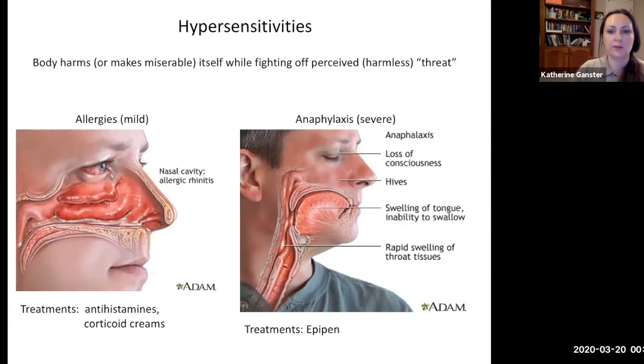Epinephrine is going to help open up the airways if you're under anaphylaxis, where you have so much swelling that it's shrinking them and making air hard to pass through those airways.